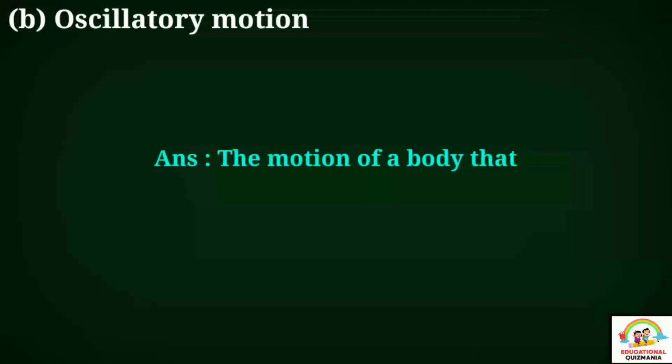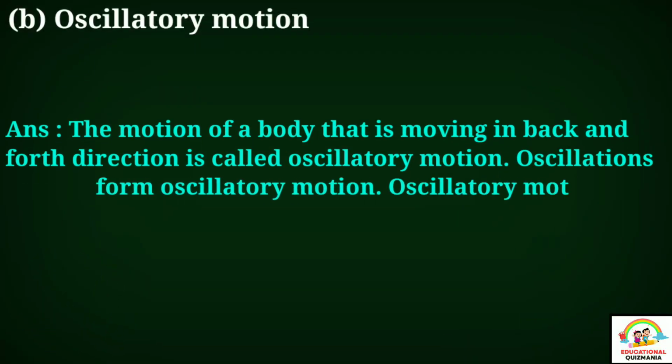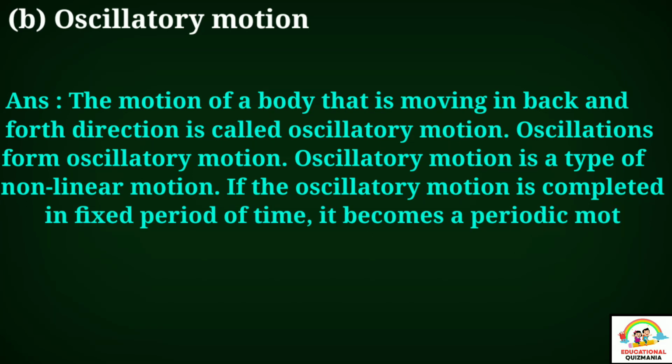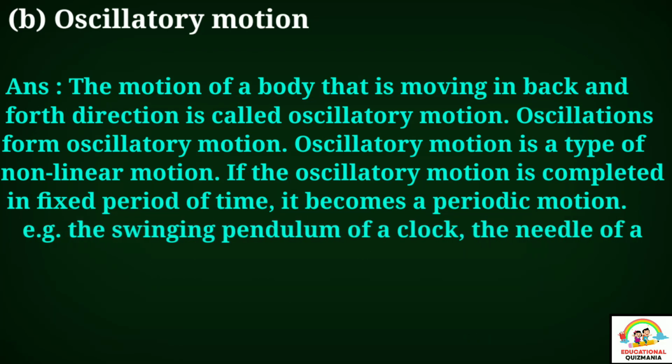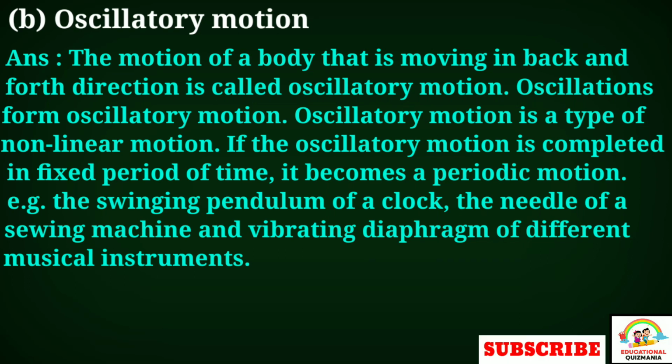B. Oscillatory motion. Answer. The motion of a body that is moving in back and forth direction is called oscillatory motion. Oscillations form oscillatory motion. Oscillatory motion is a type of non-linear motion. If the oscillatory motion is completed in a fixed period of time, it becomes a periodic motion. Example, the swinging pendulum of a clock, the needle of a sewing machine, and the vibrating diaphragm of different musical instruments.